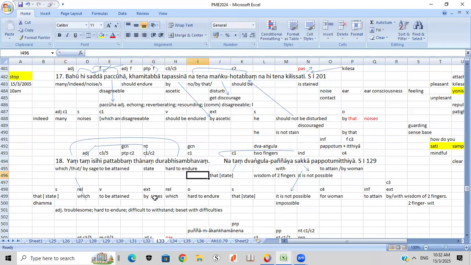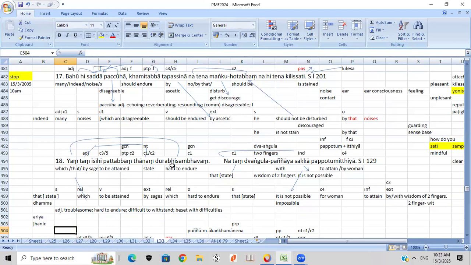The state to be attained by sages means it is talking about either the Arya state or the Jhana state. We don't know, because in this part we don't know whether it's a jhanic state, an Arya state, or a wholesome state. So we say states, meaning the level of the mind. Okay, can you see here? This one.